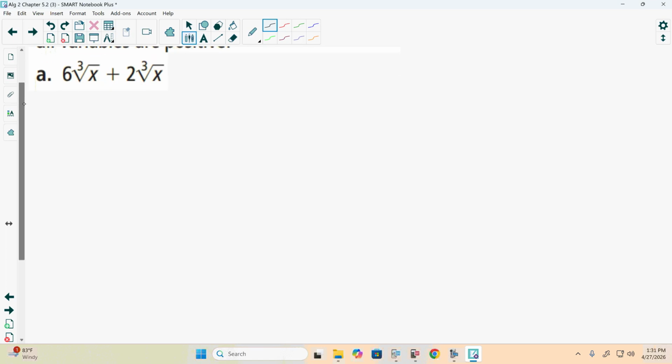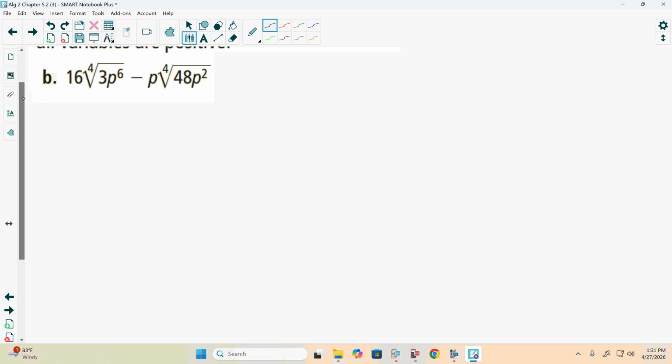This one's nice. 6 cubed roots of x plus 2 cubed roots of x is 8 cubed roots of x. All right, let's move on. There's not a whole lot more explanation we need in that one.